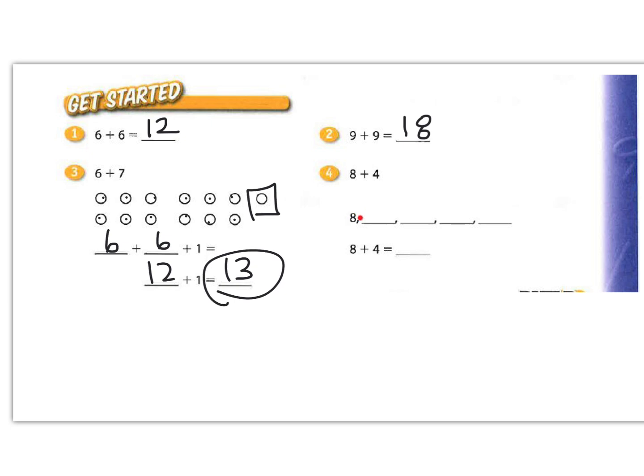Here we have 8 plus 4. Well, we're just going to count up. So 1, 2, 3, 4. So 8, 9, 10, 11, 12, we counted up by 4. 8 plus 4 is 12.